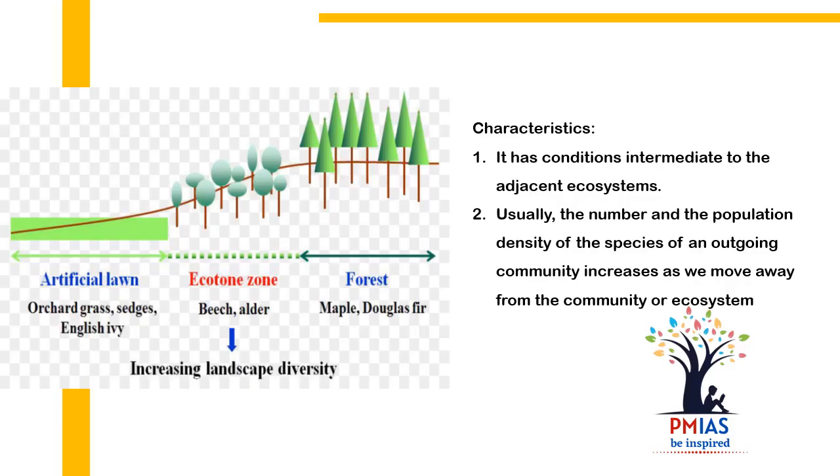Okay, what are all the characteristics? So it has an intermediate and to the adjacent ecosystem. So இங்க இருக்கிறதும் இங்க பார்க்க முடியும், இங்க இருக்கிறதையும் இங்க வந்து நம்ம பார்க்க முடியும். That is ecotone zoneல நம்ம வந்து பார்க்க முடியும்.